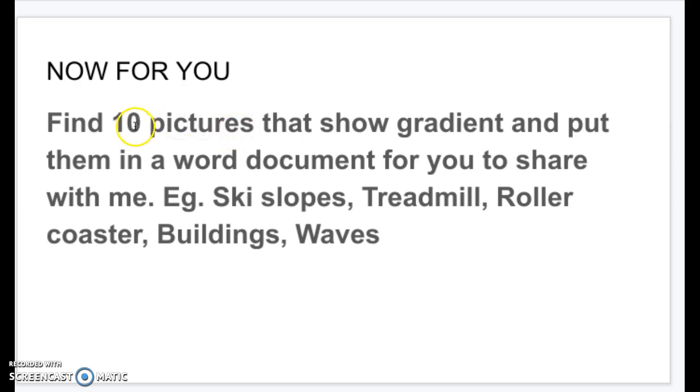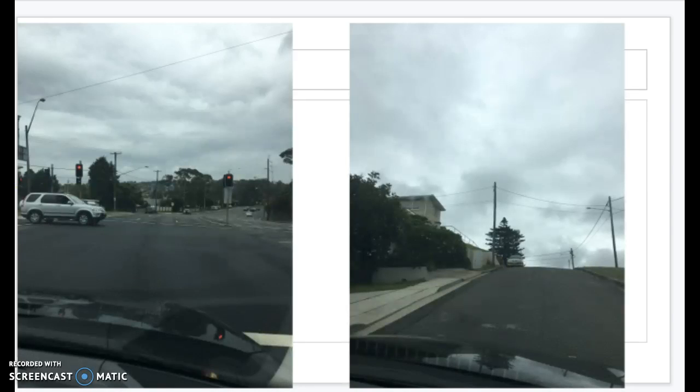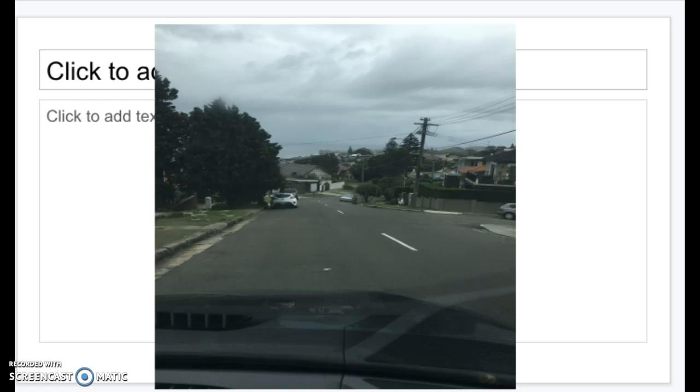collect 10 pictures that would show gradient in some way and put them in a Word document. And your first job today will be to send that completed Word document to me. You might have pictures of ski slopes. Some of you had cliffs. Some of you might have had a treadmill or a roller coaster. And waves. Remember, we looked at roads. I gave you some pictures and we categorised them into steep or gentle.